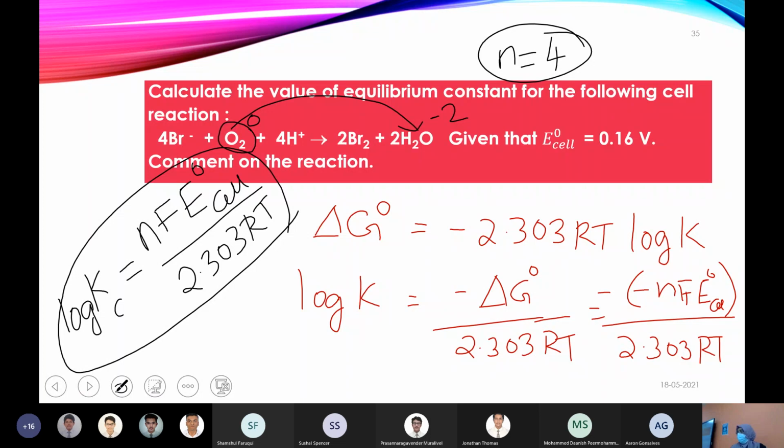Temperature is 298 because it's room temperature. If it is not given in the question, take it as 298, room temperature.